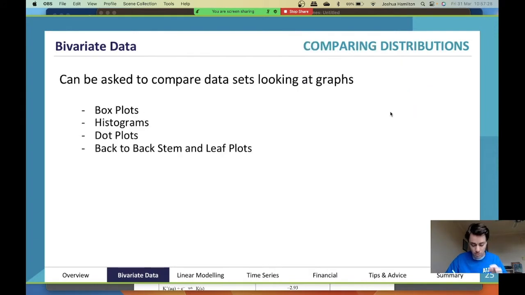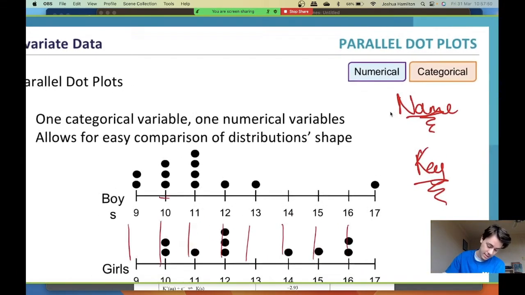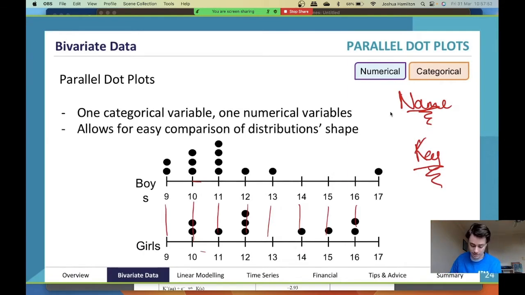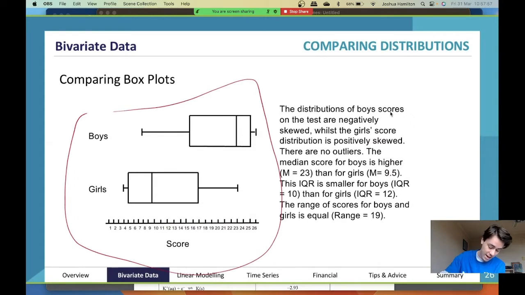I think what's really important here is that we jump on to how we discuss these. This is probably the most important part of bivariate, and we're going to use parallel box plots for this. Now, I haven't got a slide for it. It's the same thing as this, except you've got the box plots above each other, and you don't need 2 sets of axes. You're only going to have 1 axis, and you can see it here. You only have 1 axis, and you've got your score distributed out.